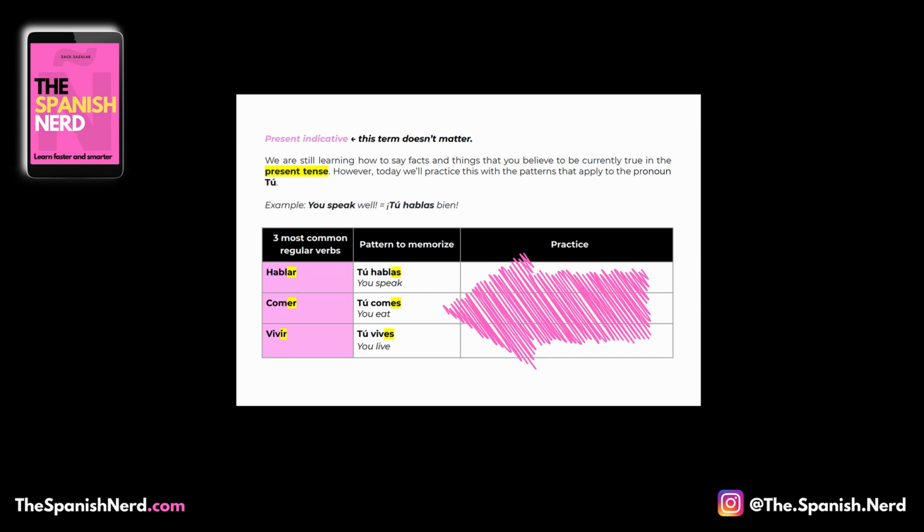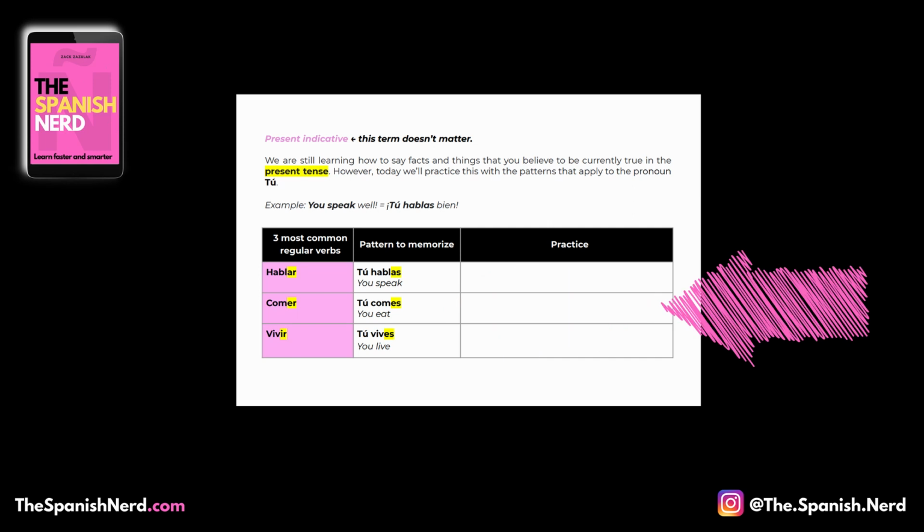Anytime that you see a regular ER Spanish verb, it's going to follow the patterns of comer. So here, try to make a sentence. Tú comes. Maybe you can say you eat a lot. Maybe you say you eat a little. Maybe you say you eat hot dogs. You eat pizza. Doesn't matter.